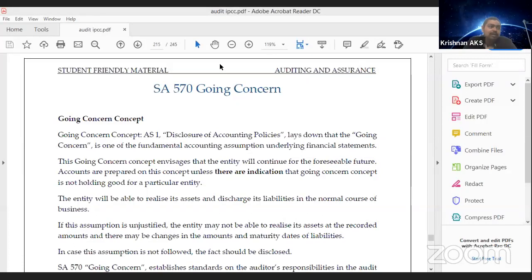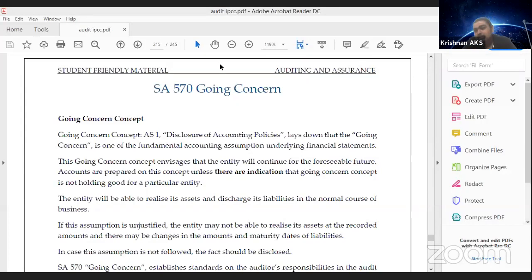For example, the company is not adaptable to the changing circumstances. Plastic is banned, and they just left the business. So now the going concern is questioned but not answered. In this scenario, you have to give an adverse opinion.